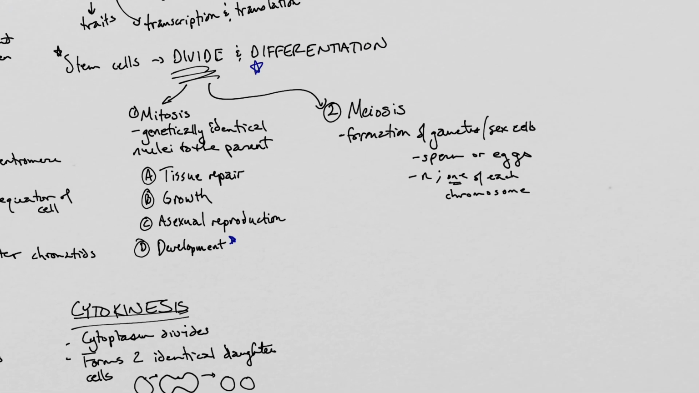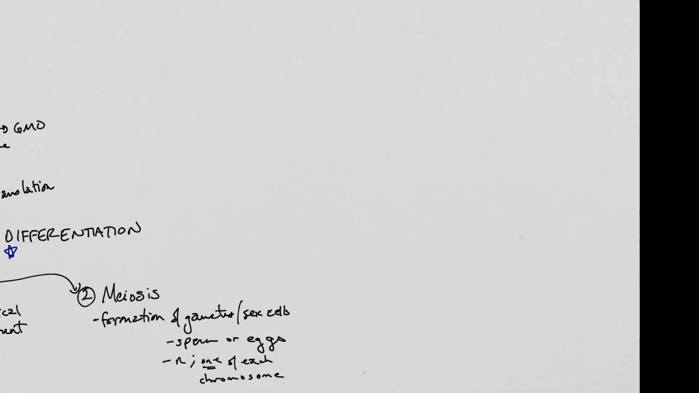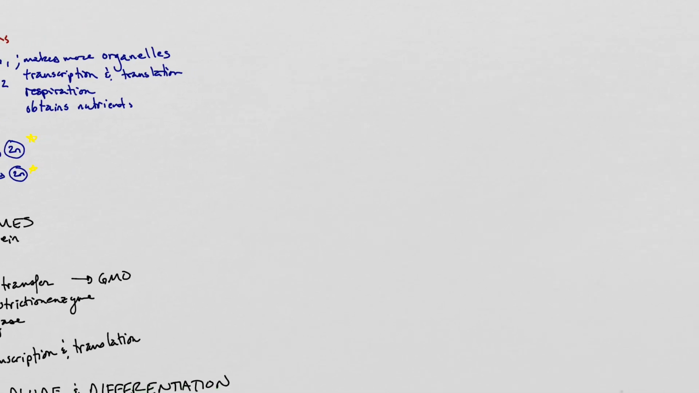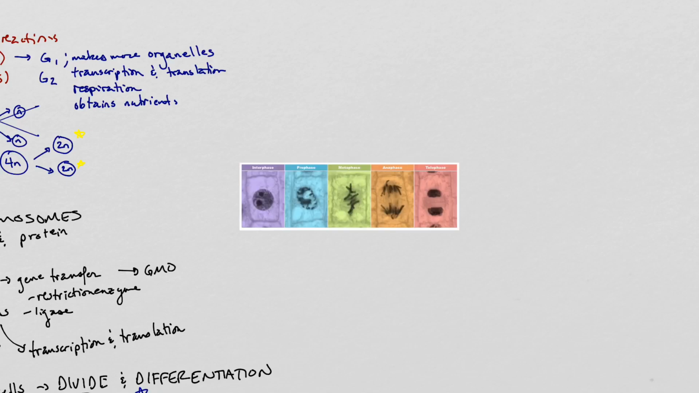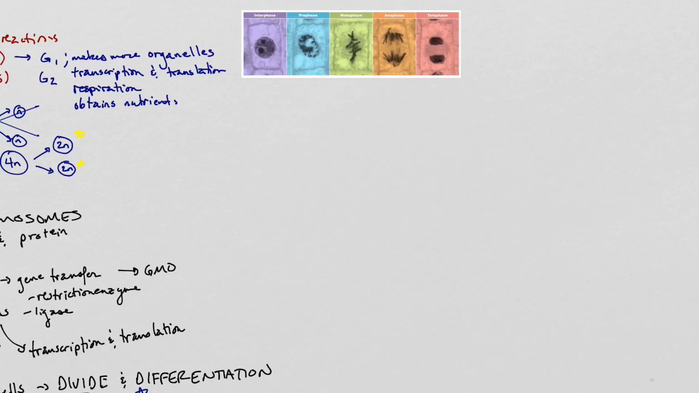Okay, let's draw this out now. And I figured out how to add pictures into my little things here. So let's add a picture in here. Here it is. This right here is an actual picture of the different phases of mitosis. So let's review right here. This is interphase.